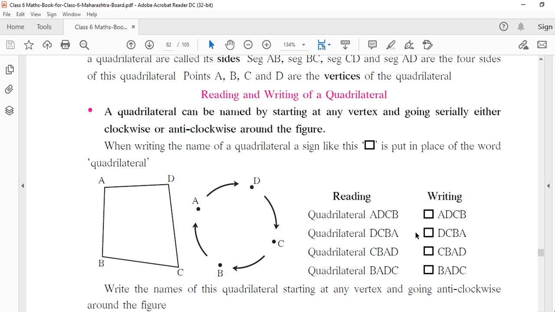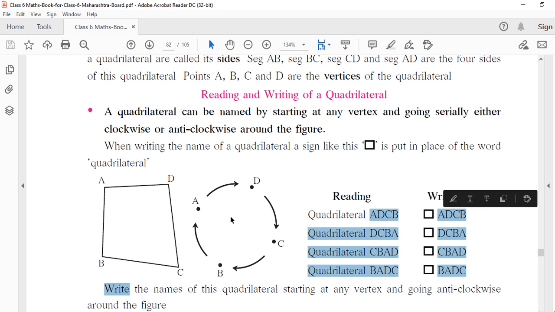Next is BADC. When you have to write it, this small box that you see is the symbol of a quadrilateral. While writing, you need not write the entire word; you just draw this small box, which represents the quadrilateral, and write the name as it is. While reading the name of a quadrilateral, you can start at any point, A, B, C or D, and you need to move in a single direction. Either you can move this way or this way.